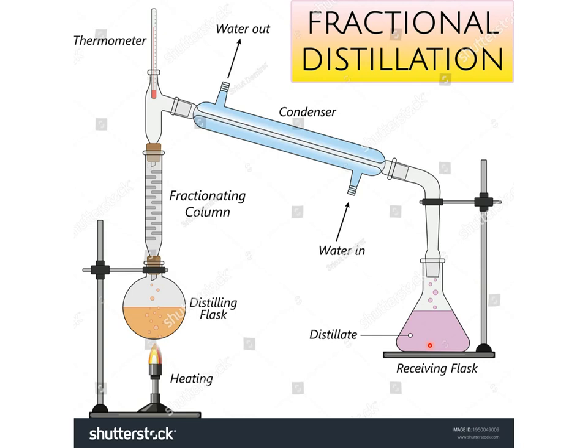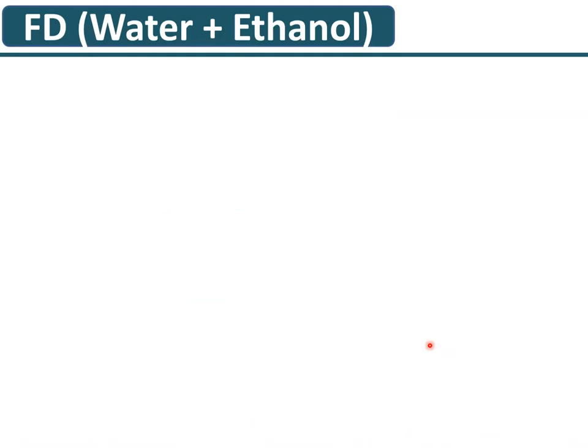And actually, we should differentiate between ideal solutions and non-ideal solutions. Because the separation will be simple for ideal solutions, but for non-ideal solutions, we will see that the process will not achieve the complete separation or the complete purification of the liquids. And one example for the non-ideal solutions is the mixture of water and ethanol.